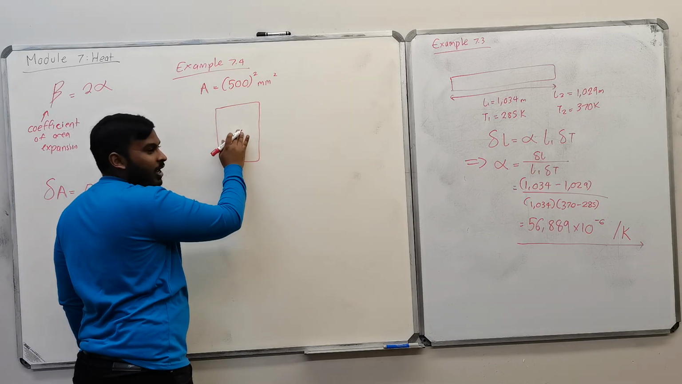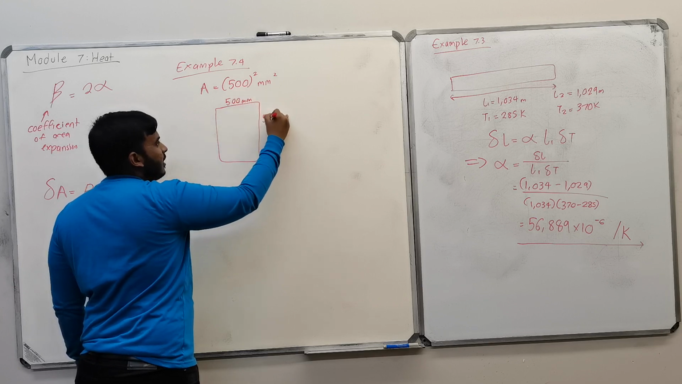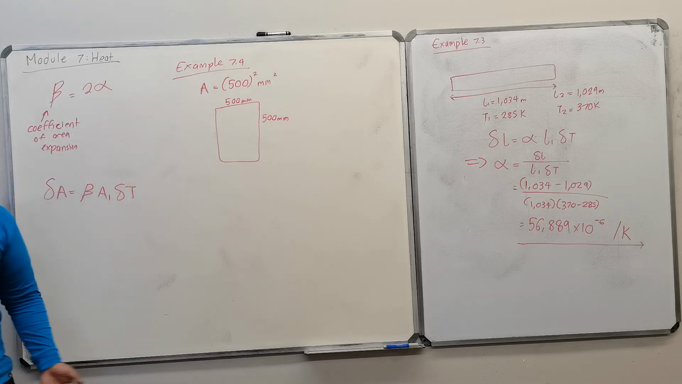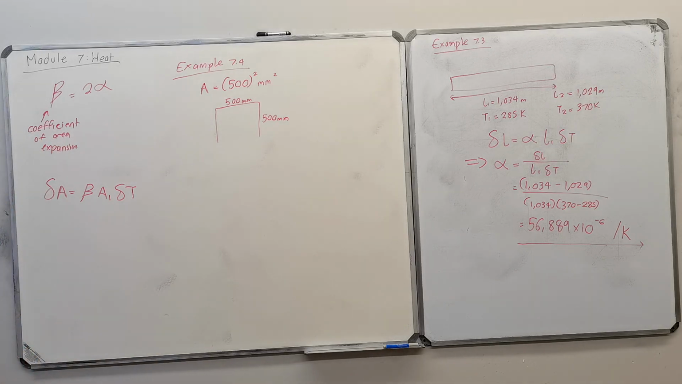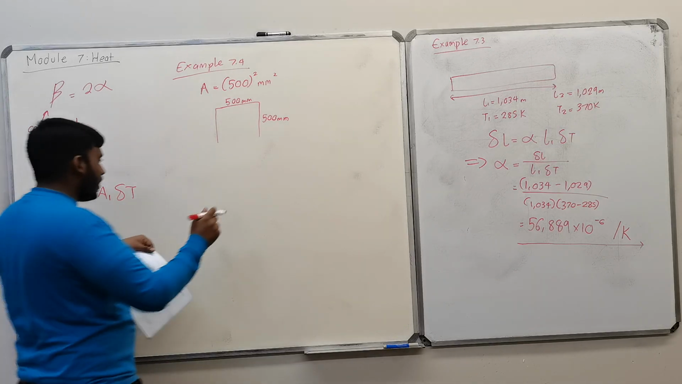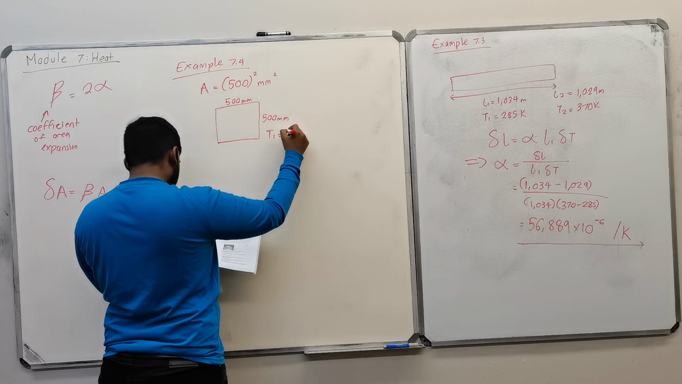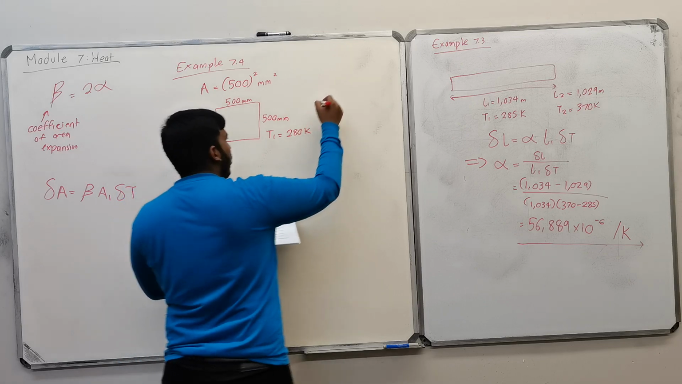It's supposed to be a square, right? Yeah. This is 500 and this is 500. To get the area would be 500 times 500 or 500 squared. Okay? Remember that, right? They also tell you that it is 500 millimeters square at a temperature of 280 Kelvin. It has a linear coefficient.